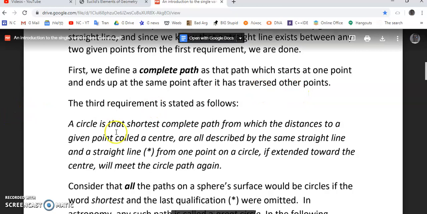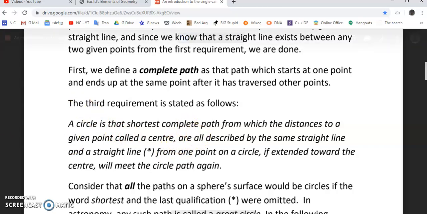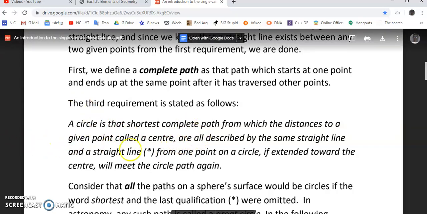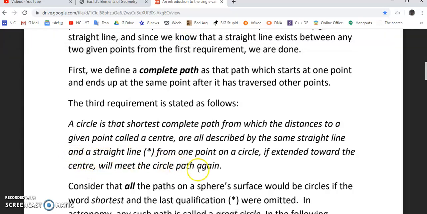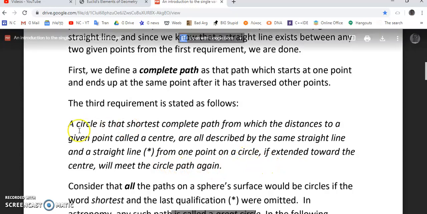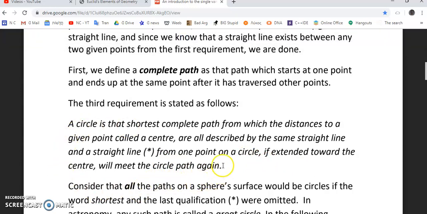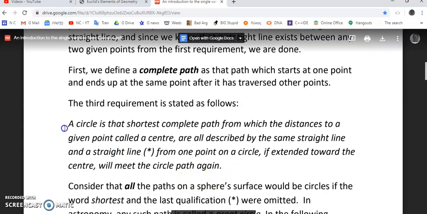So the third requirement, which is a circle, is stated as follows. A circle is the shortest complete path from which the distances to a given point, called a center, are all described by the same straight line. So that means that a straight line from one point on a circle, if extended toward the center, will meet the circle path again. So this is in my free ebook, by the way. And now this is important.